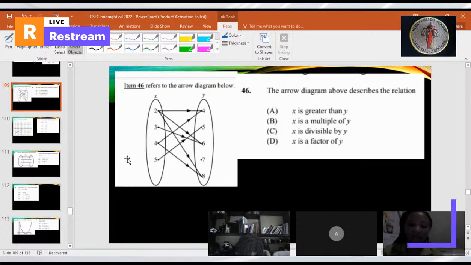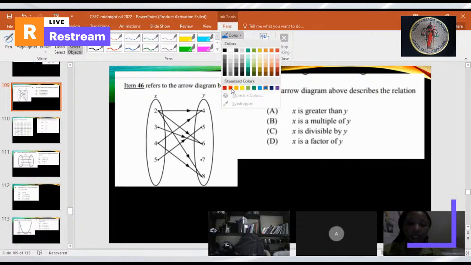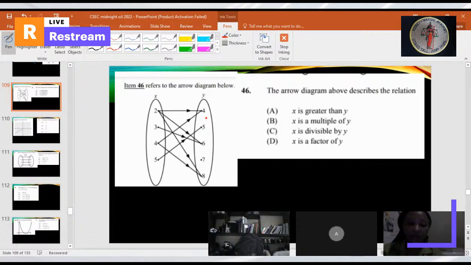And 5 maps onto 5. This x is a factor of y. Correct, so the x values can go into the y values. 2 can go into 4, 6, and 8. 3 can go into 6. 4 can go into 4 and 8, and so on.